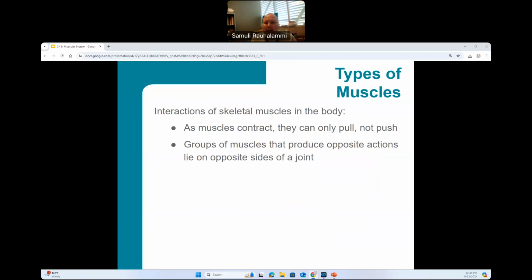Now, let's look next at general types of muscles. But before we do so, I do want to mention a few general notes to remind our thinking. First of all, muscles can only pull as they contract. Remember, they do not push. And we also want to think of the fact that groups of muscles that produce opposite actions lie on opposite sides of a joint. So we would see, for example, when we study muscles of the forearm, flexors and extensors. So they're often on the opposite sides of each other.